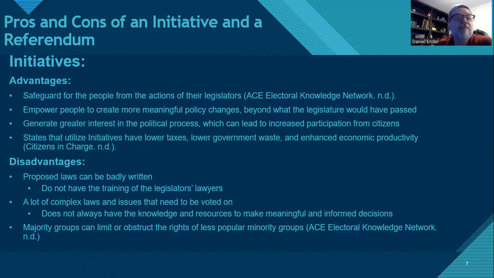The disadvantages of a referendum are its proposed laws can be badly written. The people that propose them don't have the training that the legislative lawyers do. There are a lot of complex laws and issues that need to be voted on, so they don't always have the knowledge and the resources to make meaningful and informed decisions. And majority groups can limit or obstruct the rights of less popular minority groups. So bigger groups can kind of bully the minority groups around because the minority groups just don't have the votes.